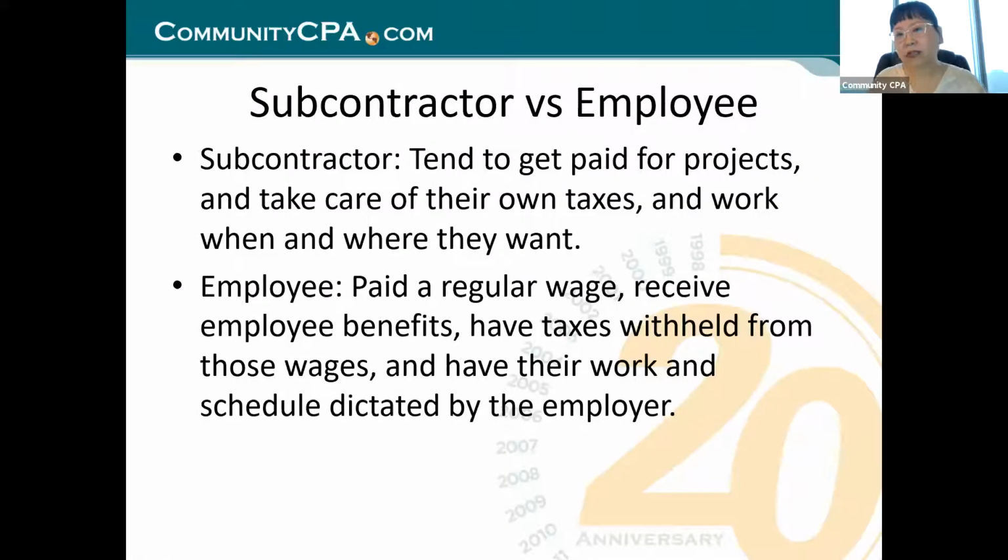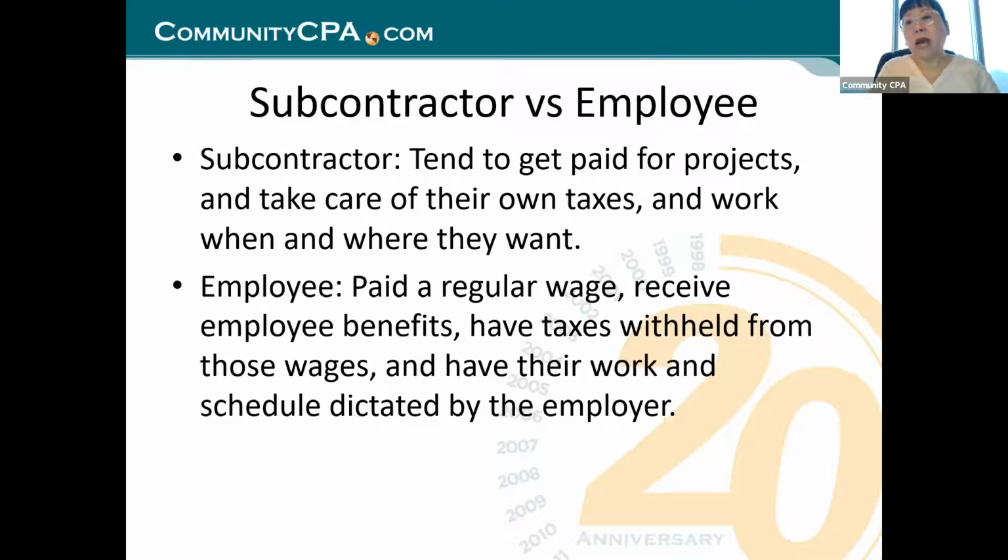Now, let's talk about subcontractor and employee. I know this is a very old topic and a very old compliance issue. A lot of our business owners know that if they hire a subcontractor, it is easier than having them as an employee. And they use the word easier because they are referring to how to handle the paycheck.